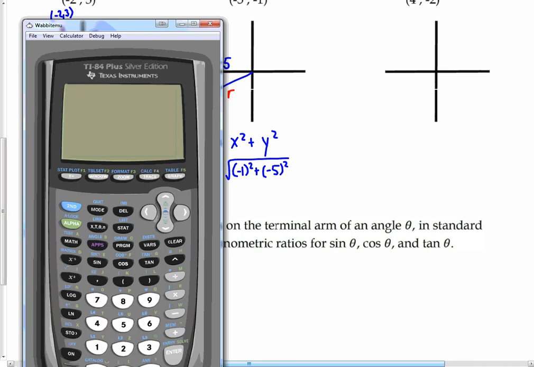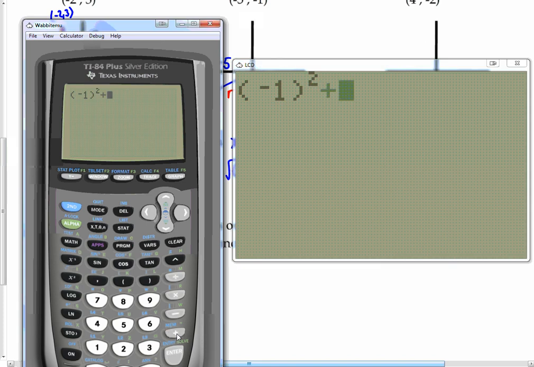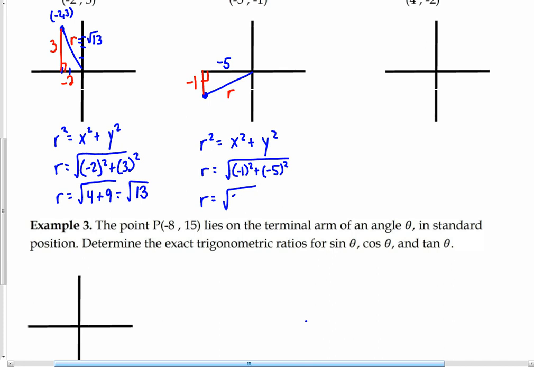When you type it in your calculator, don't type in the square root symbol. You just want to type in the squares. And if it's a negative, you have to put it in brackets when you square it. Let me detach this so you can actually see it. If I was typing that in, I'd be typing in negative 1 squared plus bracket. The negative has to be in brackets, or else your calculator will make it come out as a negative, which we don't want. Okay, so 26, root 26.